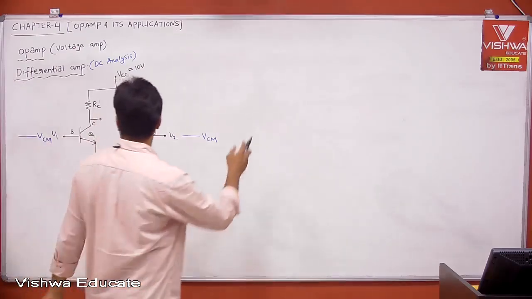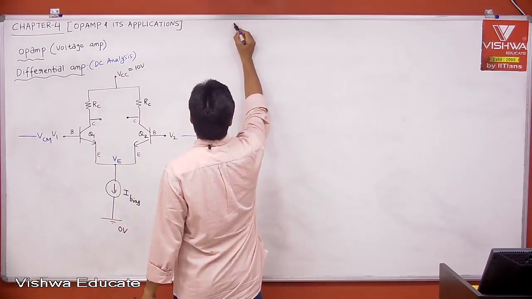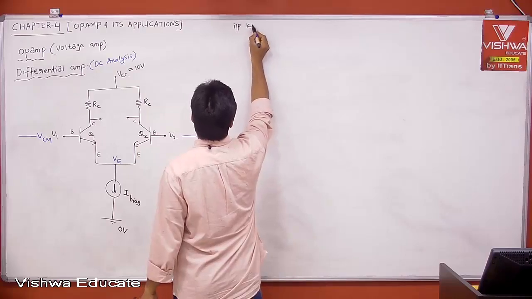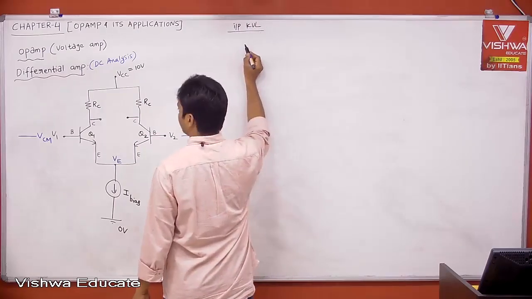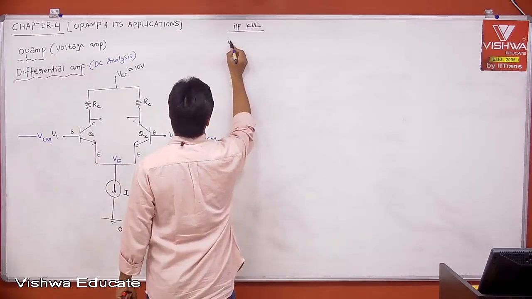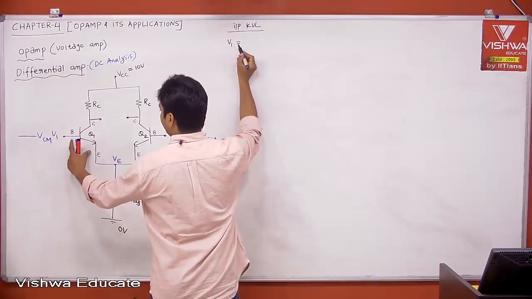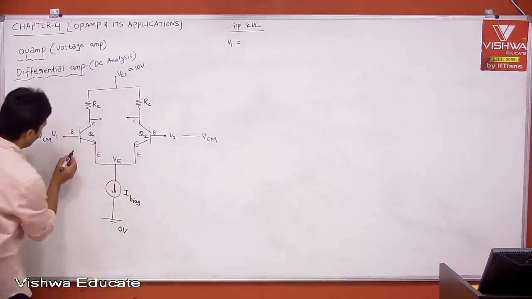Therefore, what I am saying, input KVL. If you apply input KVL, right? Now V1, what is V1? V1 is equal to VBE1. This is nothing but your VBE1.